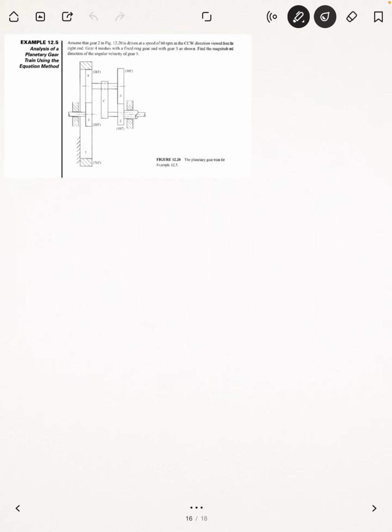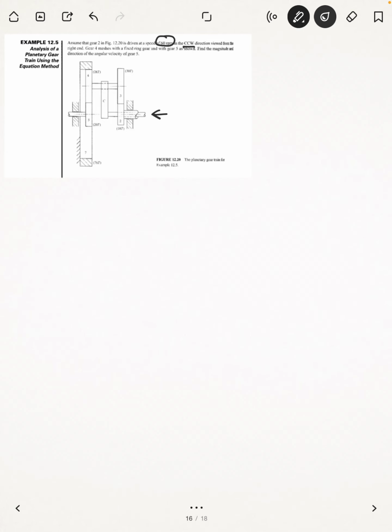Okay, now the next problem we're going to solve is from example 12.5. This is also from the Waldron book. This is also a planetary gear train, and in this question you were asked that the driven gear, the tilt, is driven at speed 60 rpm in the counterclockwise direction viewed from the right end. This is your right end. If you see from here, you're going to see that it rotates counterclockwise.